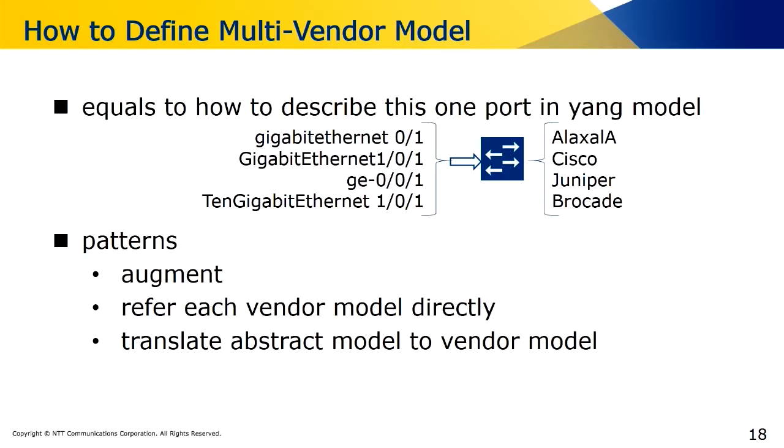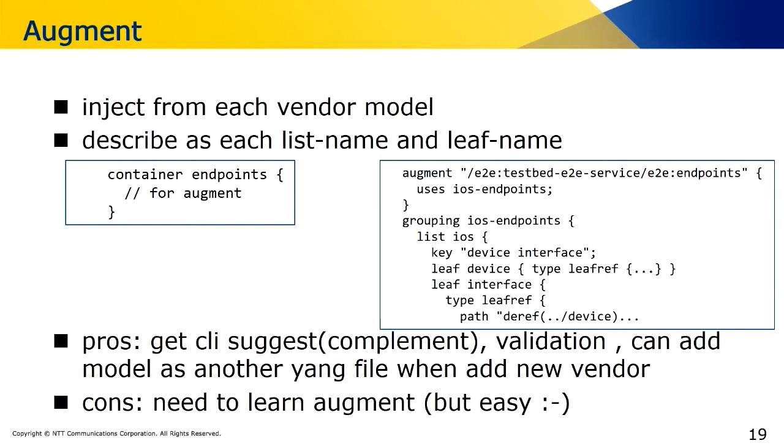Each vendor has different model, so we cannot define one leaf in YANG, such as a leafref. It seems there are some strategies about this problem, but we use augment. Using augment seems the best choice to implement such model. In this strategy, there is an empty container in service YANG model to inject each vendor model.